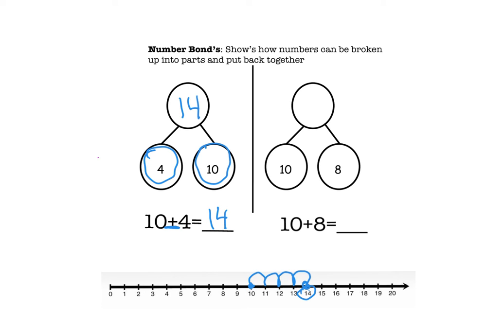In our second example, we have 10 plus 8. So 10 and 8 are broken up into two parts, and we're adding them together. So using our number line, if we start at 10 and we go up 8, let's see how much we get. 1, 2, 3, 4, 5, 6, 7, 8. We get 18. So I know 10 plus 8 is 18. This shows us that a number line can help us solve addition equations very quickly.